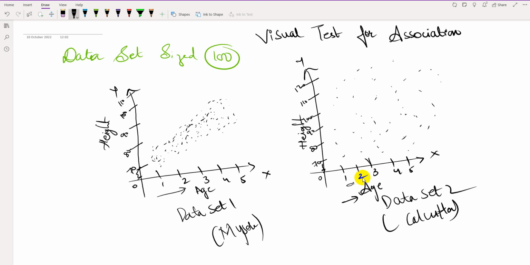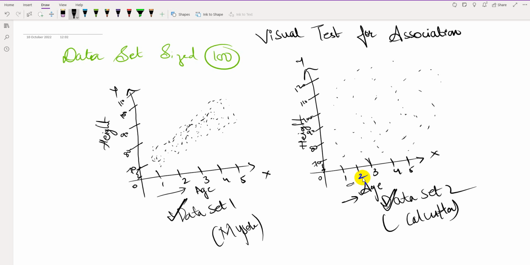In both the graphs we could observe that the first graph, data set 1, is following a pattern. We could see that it is increasing, and increasing rapidly. But in data set 2, we cannot see any pattern. They are just scattered. So this is how we do the visual test for association.